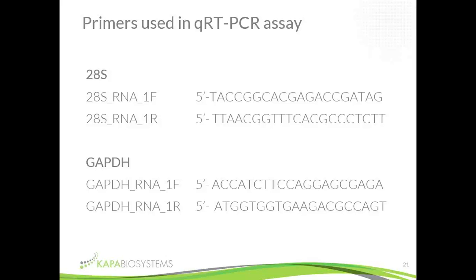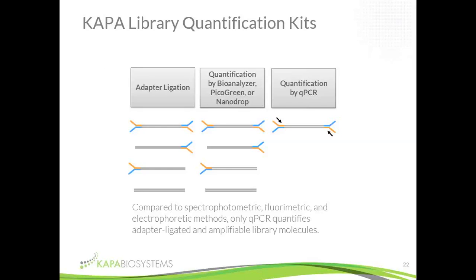The next QC metric involves quantifying the amount of adapter-ligated material with our Kapa library quantification kit. qPCR is widely regarded as the gold standard for NGS library quantification, as it accurately measures the number of molecules that can actually serve as templates during amplification. Compared to other methods, qPCR is the only method that quantifies only those molecules that are adapter ligated. To elaborate, following the ligation of adapters to library inserts, you're left with a mixed population of molecules, some with the correct adapter configuration and some without.